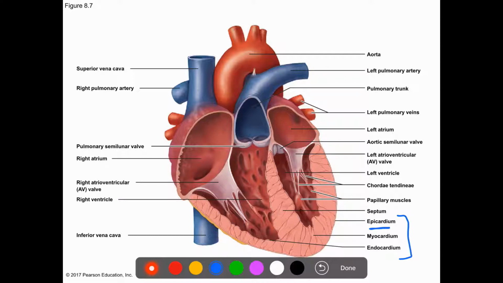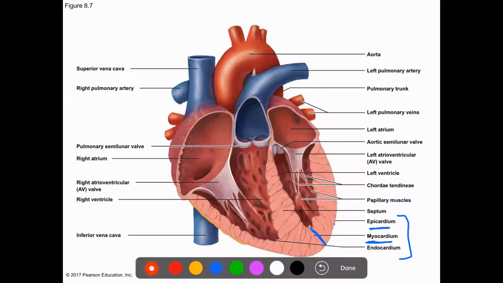The epicardium, this outer layer, this is very thin layer of epithelial and connective tissue. Then the myocardium, this is the second layer, which is as suggested from the name, myo. This is the heart muscles or the cardiac muscles.